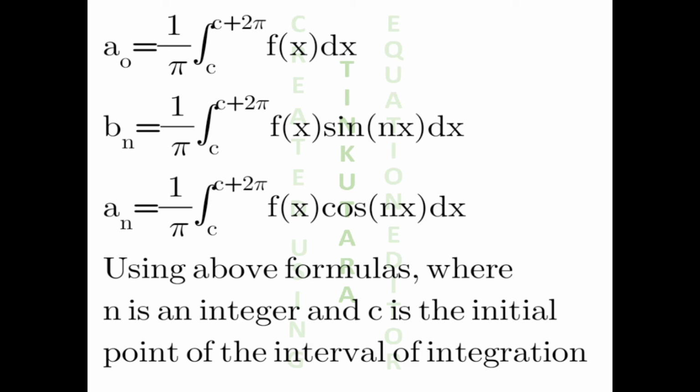And when n is equal to 0 you may note that cos of 0 is 1, so it will give you a naught is equal to 1 by pi integration from c to c plus 2 pi f(x) dx. So using these expressions for a naught, an, bn, we will find the coefficients and substitute in the series expression f(x) is equal to a naught divided by 2 plus sum of an into cos nx plus sum of bn into sin nx.